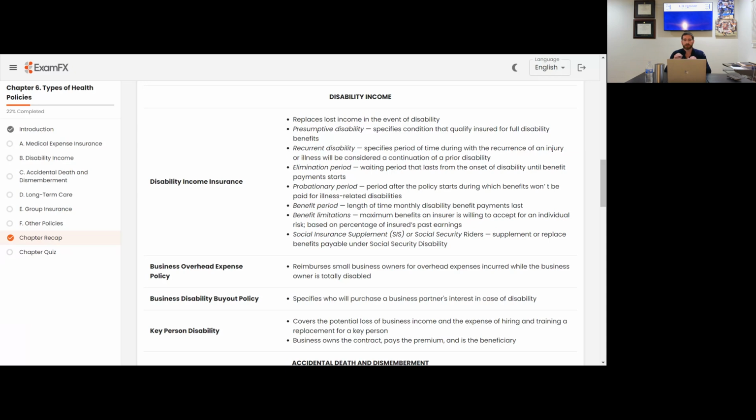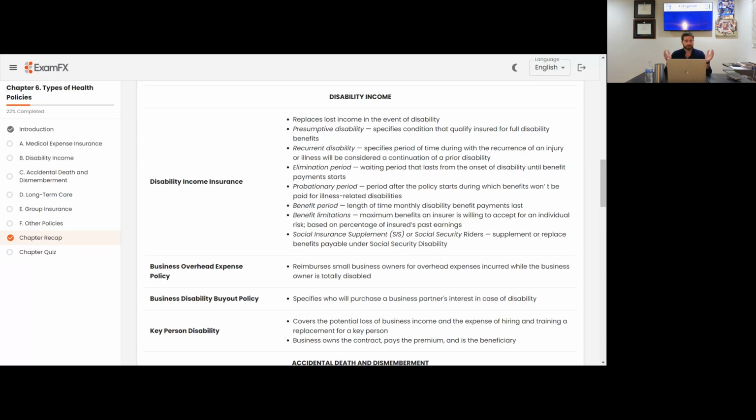Probationary period after the policy starts, during which benefits won't be paid for illness or illness-related disabilities. So they're going to say, hey, this policy has to be in effect for this long before the benefits will be paid for the illness and related disabilities. Just to reiterate, it's a period after the policy starts during which benefits won't be paid for illness-related disabilities.